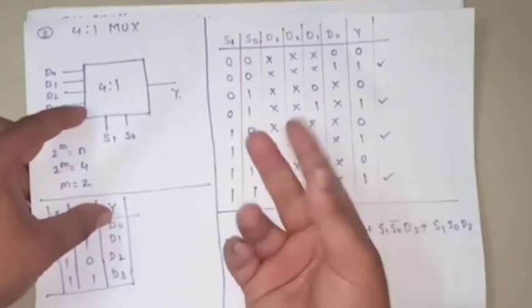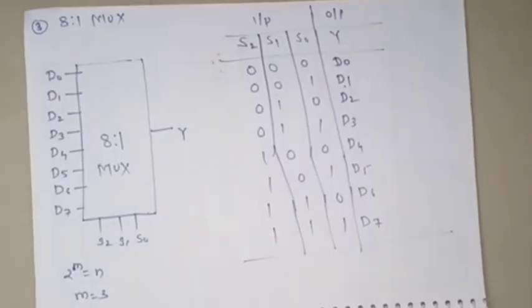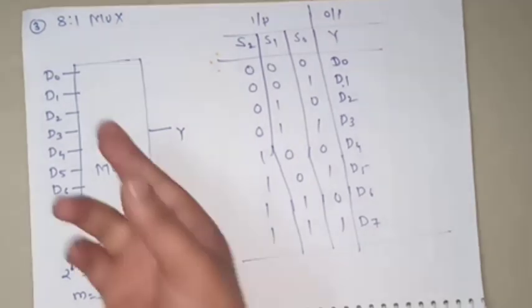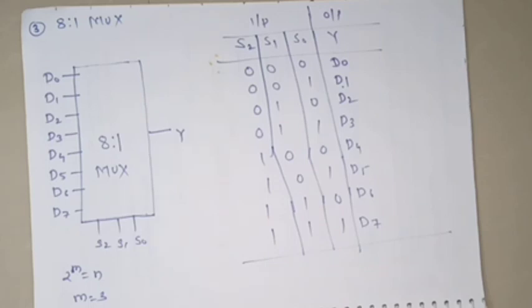Like this, we can also draw the truth table for the 8:1 mux. For the 8:1 mux, you have 8 data inputs plus 3 select inputs, so 11 inputs in total, to take in the input section. That part I have left for homework. You need to draw the truth table for the 8:1 mux.